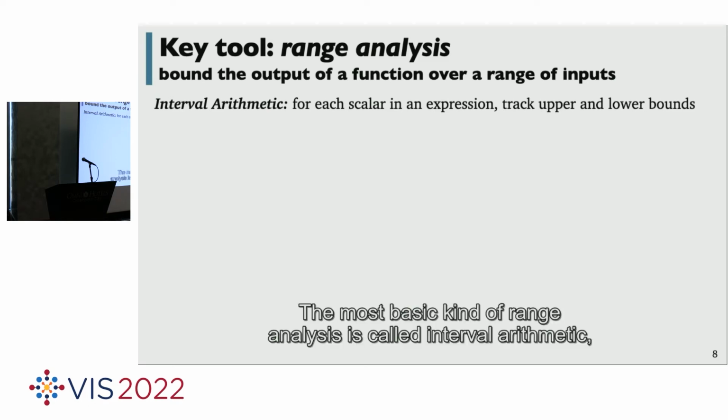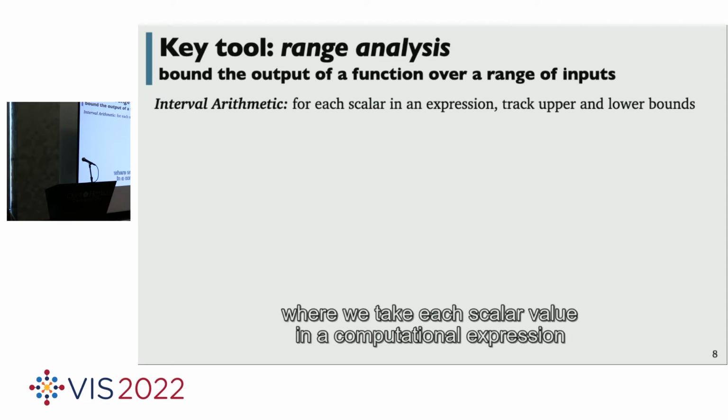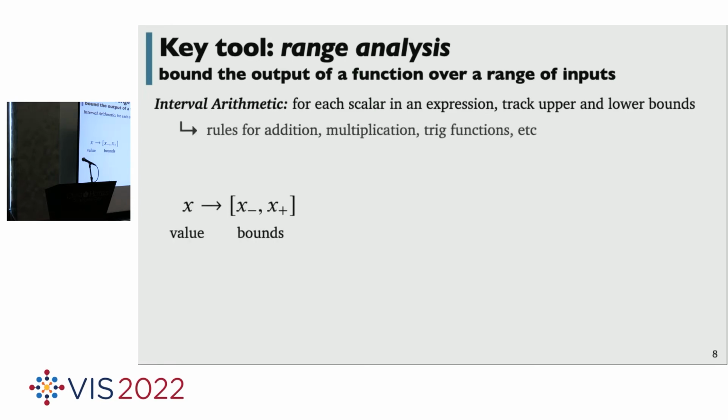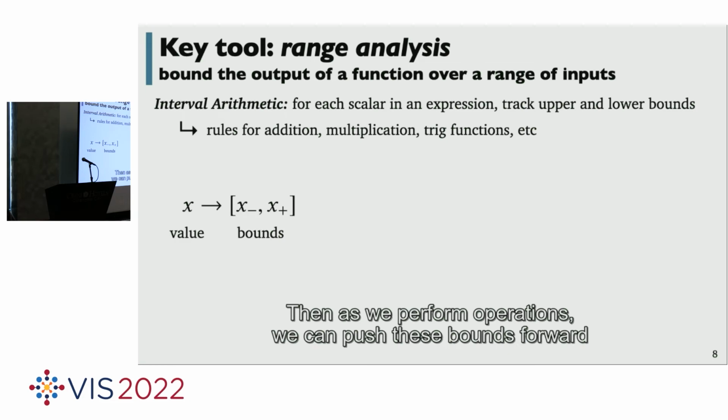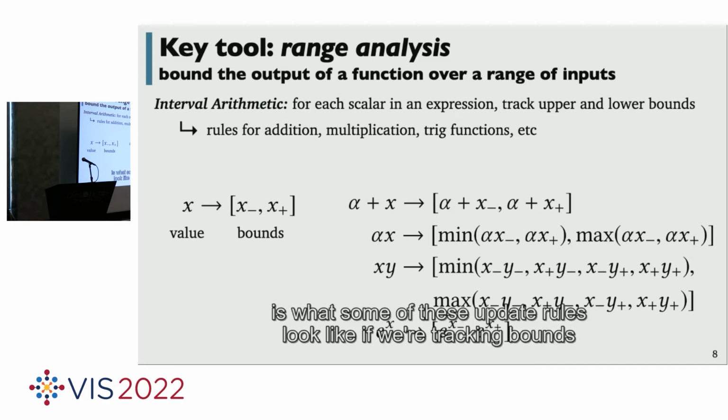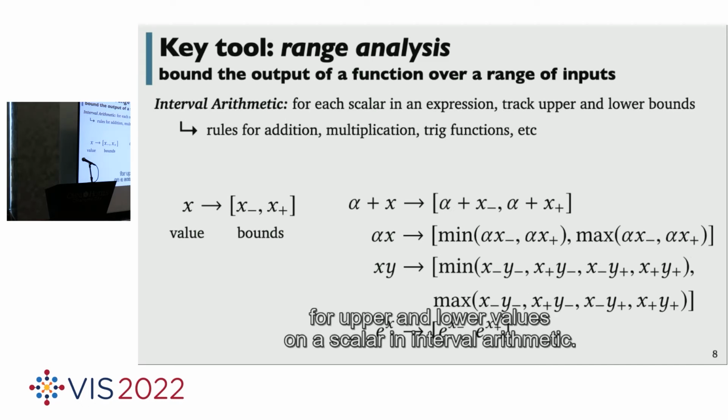The most basic kind of range analysis is called interval arithmetic, where we take each scalar value in a computational expression and replace it with lower and upper bounds on the value over that range of inputs. Then, as we perform operations, we can push these bounds forward until we eventually get a bound on the output of our computation. So for instance, here are what some of these update rules look like if we're tracking bounds for upper and lower values on a scalar in interval arithmetic.